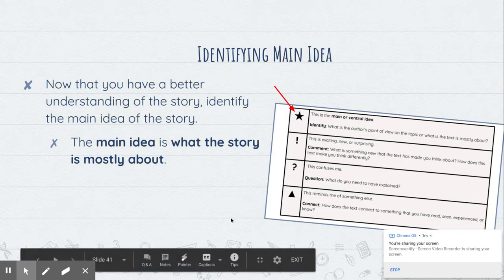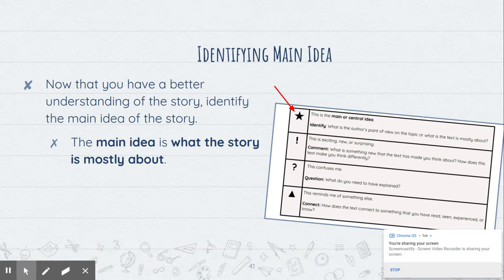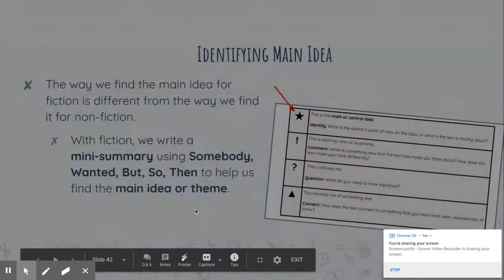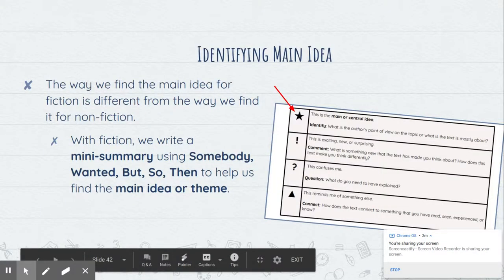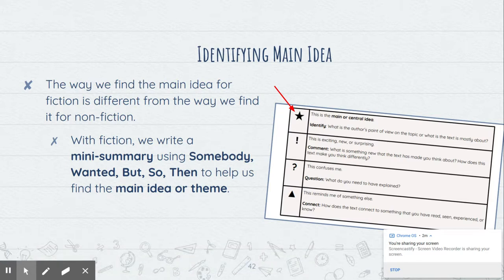So now what we're going to be doing after you've read, you've annotated, you've marked the text, is you're going to now identify the main idea of the story. So in a nonfiction text, there could be many main ideas, key points that the author mentions. In a fiction text, though, it's a little different. The way we find a main idea for fiction is a little different than nonfiction because it's not following any sort of facts. It's not following any sort of logical, chronological order in terms of listing things. This is following a storyline or a plot line.